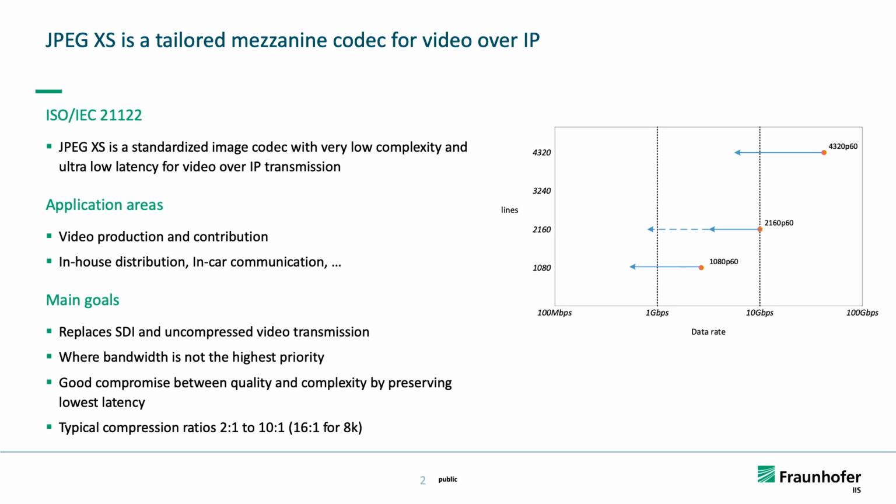I have learned here at this conference that I always say we want to achieve ultra-low latency, but in this context it's more real-time latency. Our requirement is a maximum algorithmic latency of 16 lines of an image on the encoder side and 16 lines on the decoder side. With an FPGA implementation, you can reach such very low latency. The typical compression ratio is only 2:1 to 10:1.